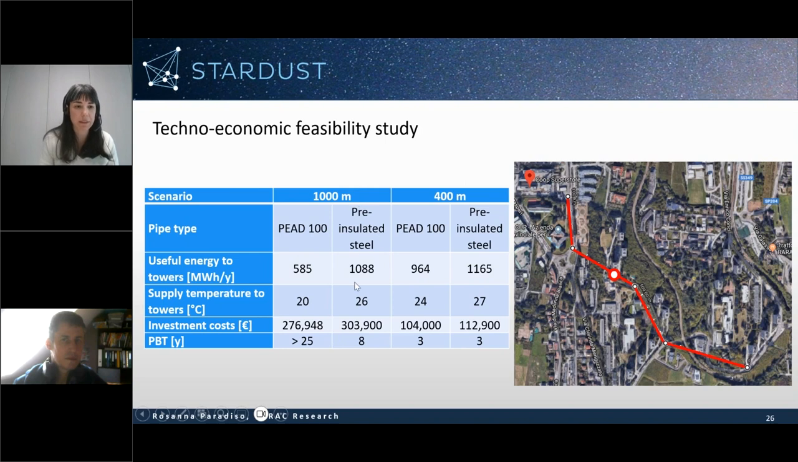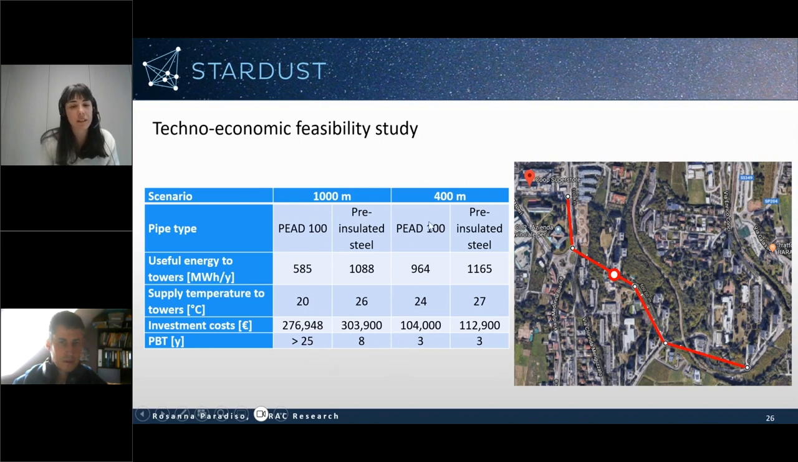We can notice that the useful energy to the towers is changing, of course, for the energy losses, because when the pre-insulated steel is used, more energy is delivered to the towers, and the supply temperature is higher, 26 Celsius degrees. So the investment cost would be higher because the pre-insulated steel costs more than PID pipes, but the payback time would be 8 years compared to more than 25 years.